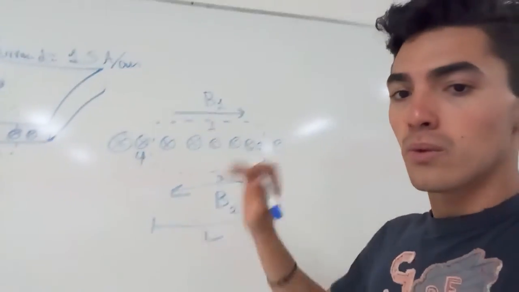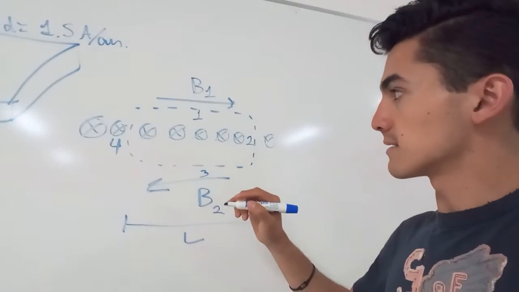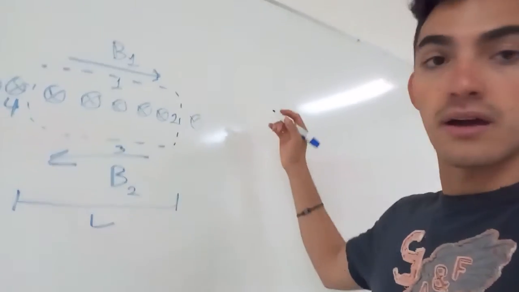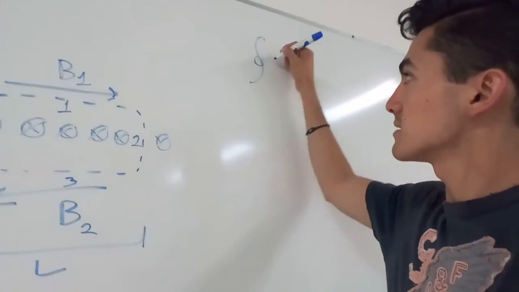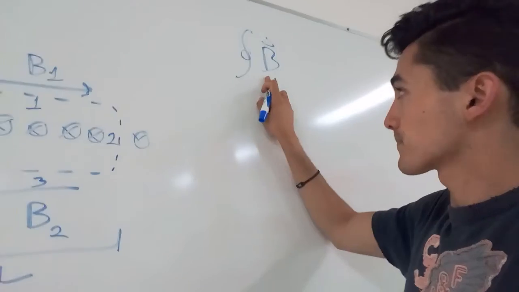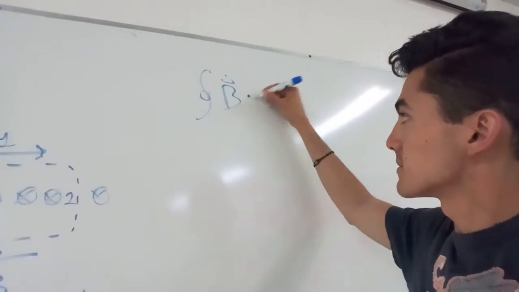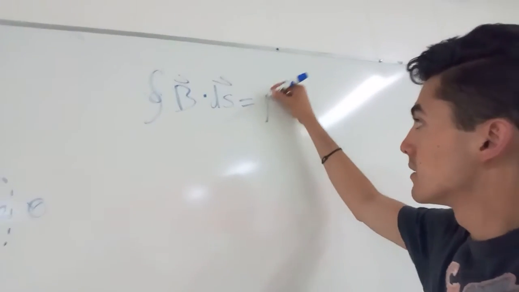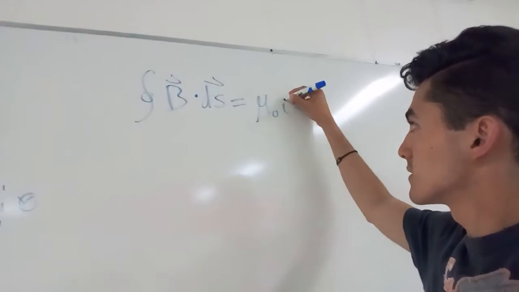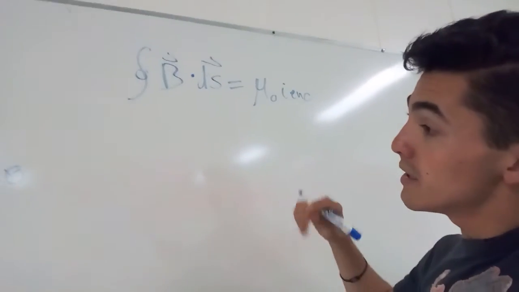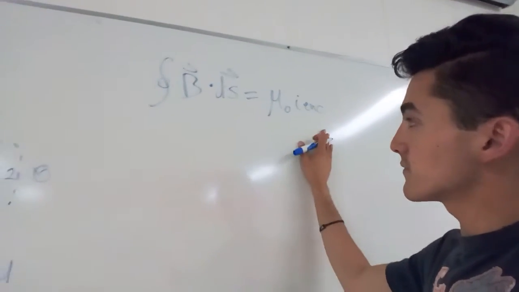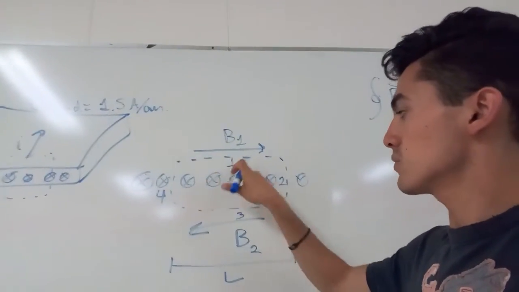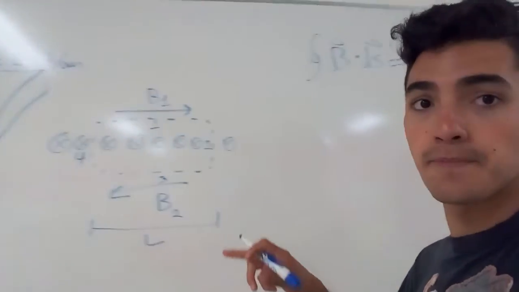Okay, once we know this, we can establish Ampere's law, which says that we can have the integral of the magnetic field times ds, and this will be equal to mu naught times the enclosed current. So for using this formula, we are going to use only edge 1 and edge 3.